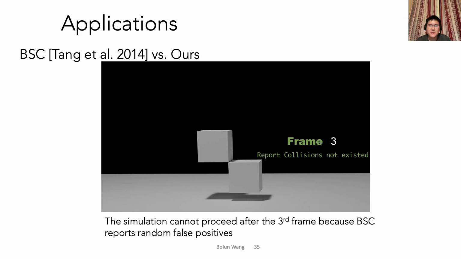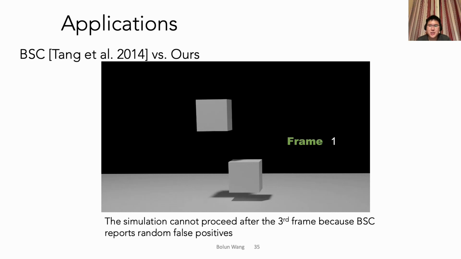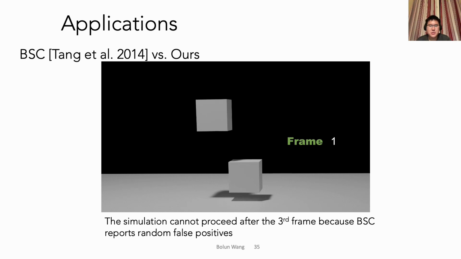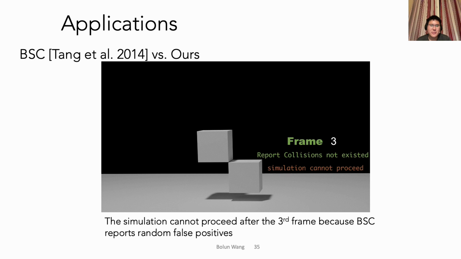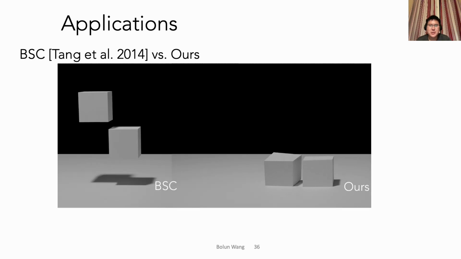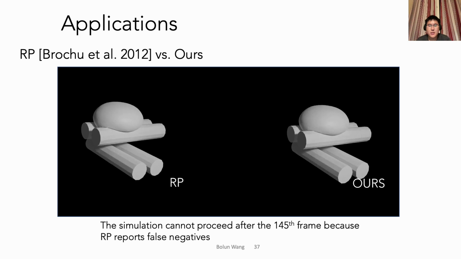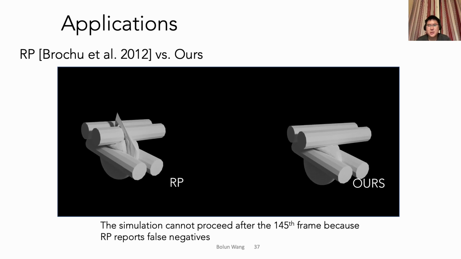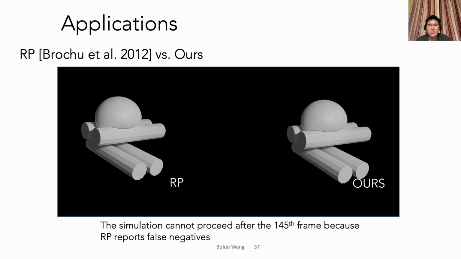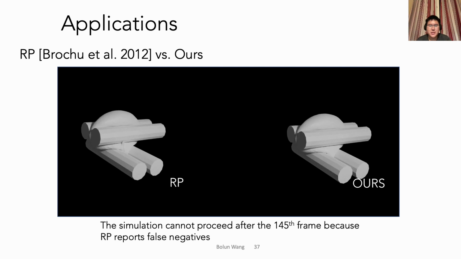In this example, the simulation cannot proceed after the third frame because DSC reports false positives randomly. Using our method, the simulation proceeds successfully. In this example, the simulation cannot proceed because root parity CCD reports false negatives, while our method enables robust simulations.